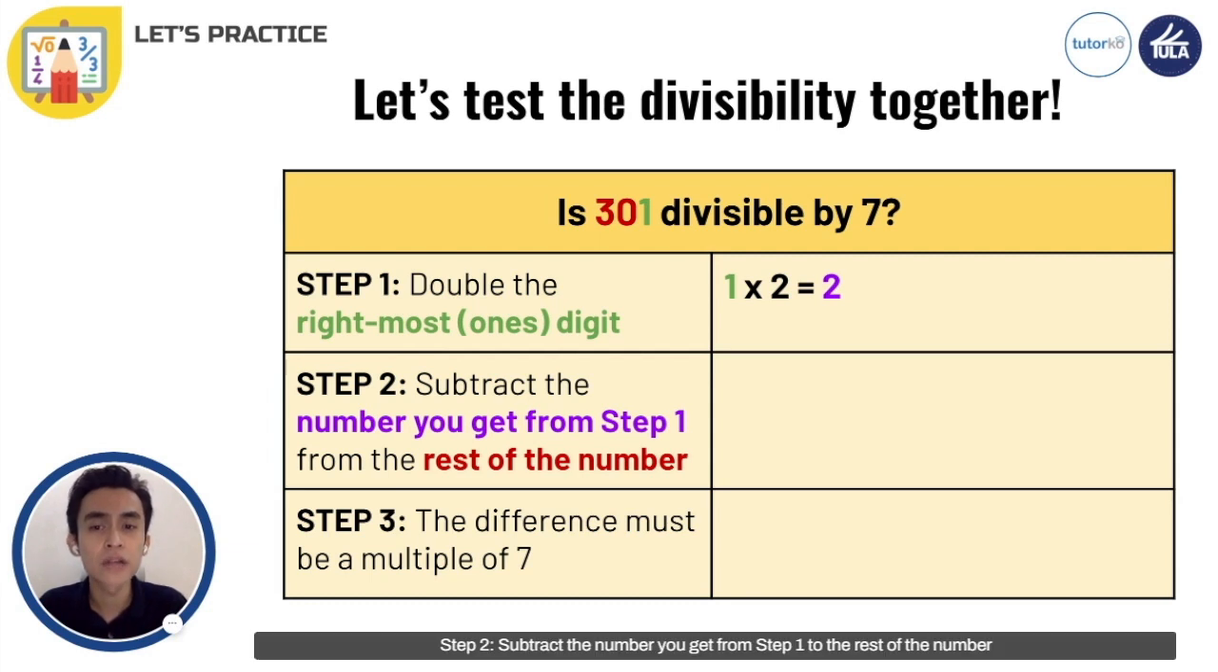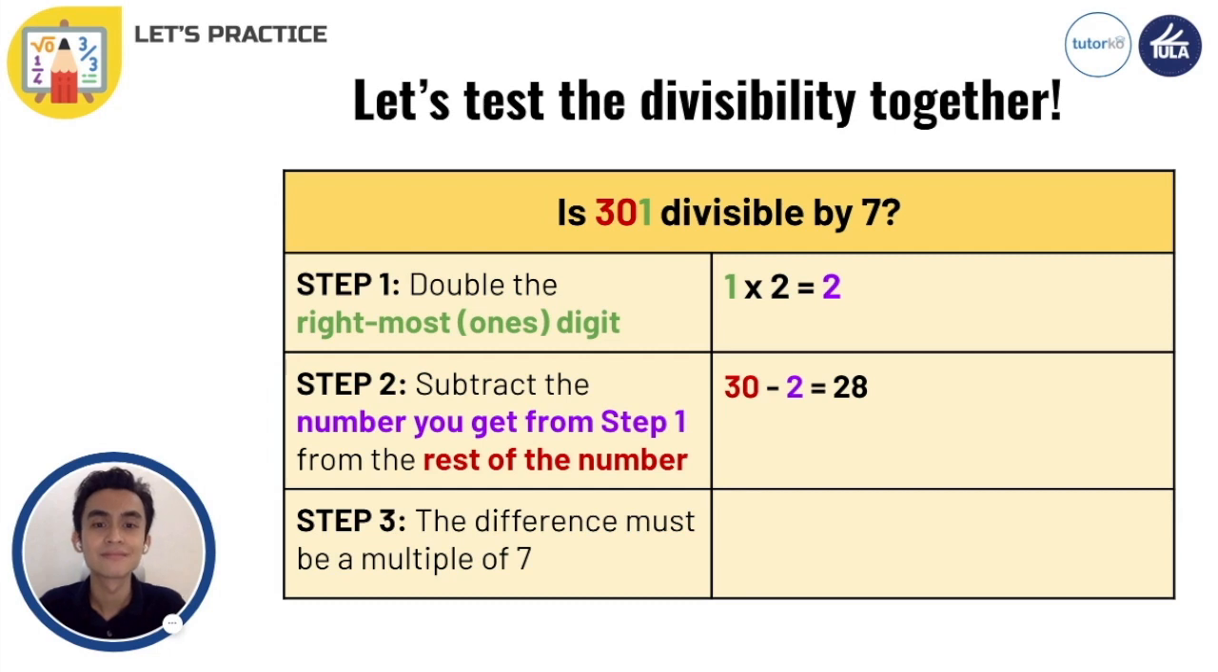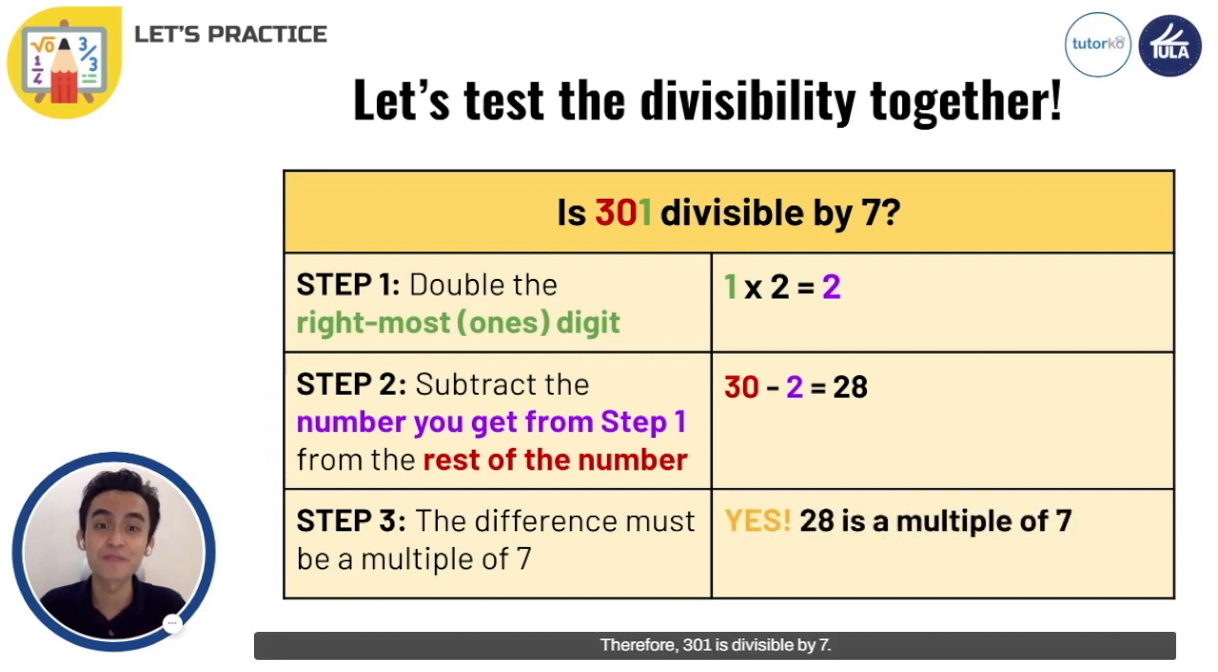Step 2, subtract the number you get from step 1 from the rest of the number. Again, follow the colors as your guide. So that is 30 minus 2, which will give us 28. Finally, step 3, the difference must be a multiple of 7. Is 28 a multiple of 7? Yes, it is. Therefore, 301 is divisible by 7.